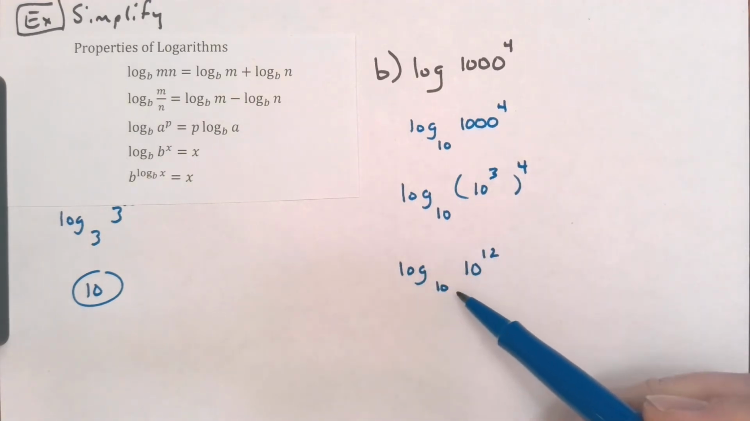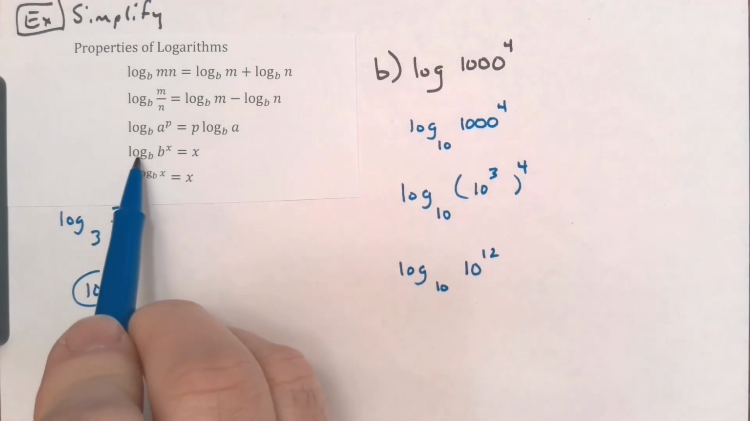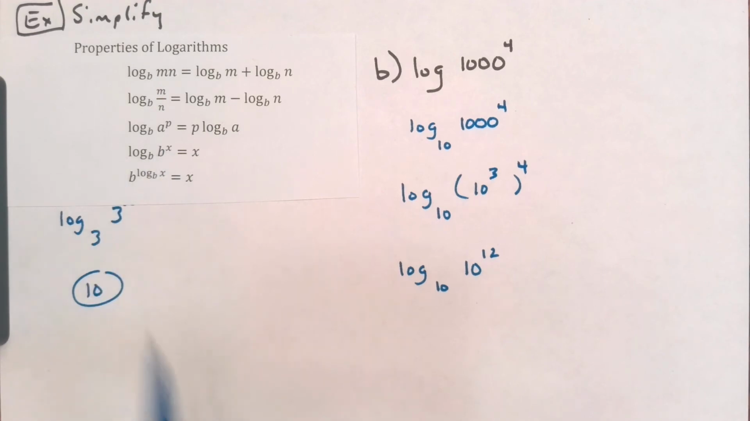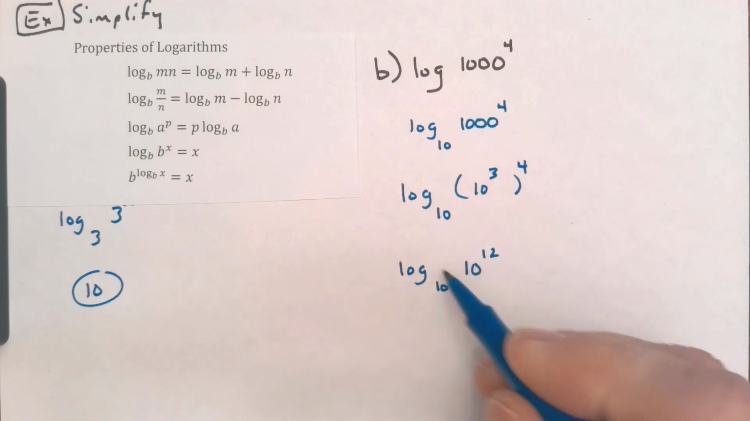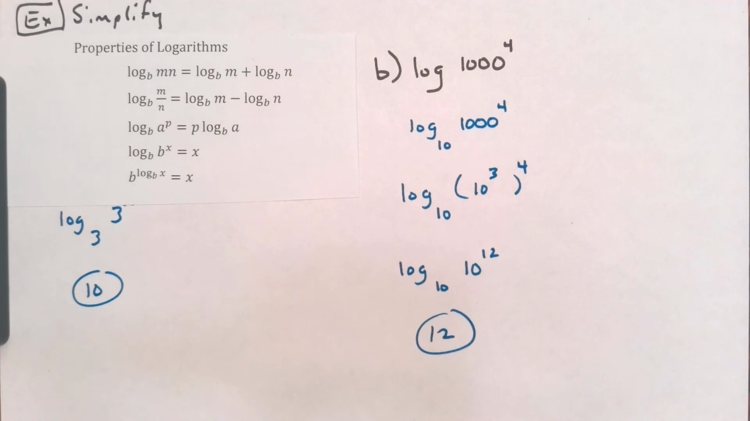And now I have log base 10 of 10 to a power, which is this 4th property here again. We have a log of our base and the base of our exponent. Those two bases are the same. In this case, they're both 10. So the log and those two bases cancel out, and we just get an answer that is equal to our exponent.